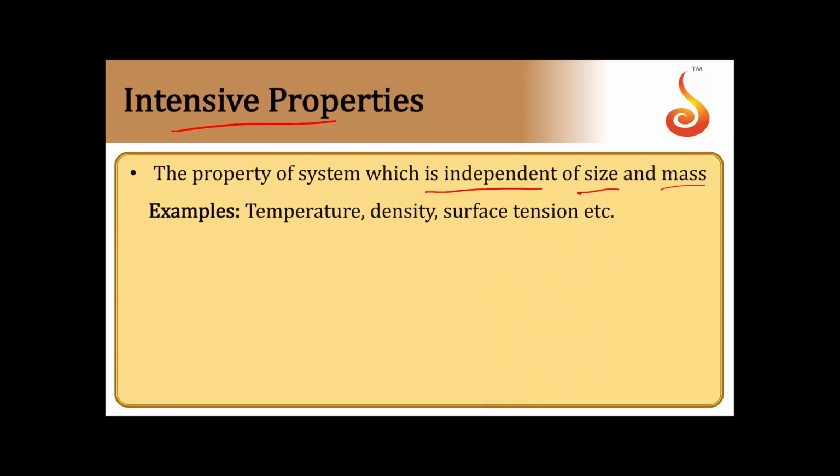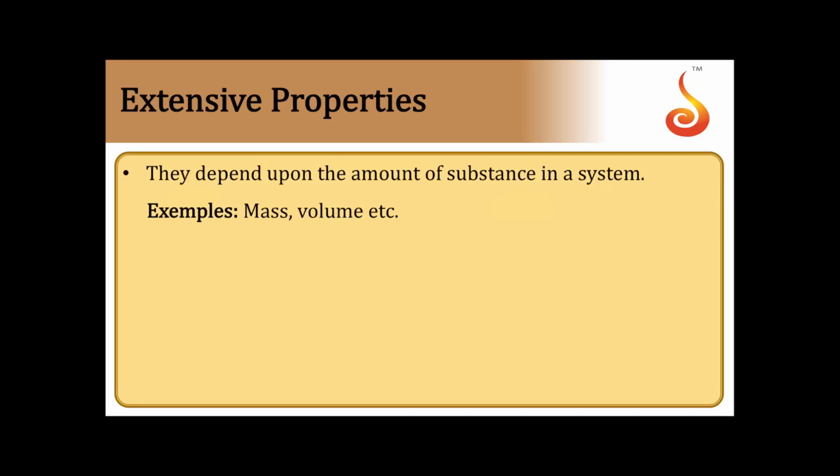Temperature, density, surface tension, etc. These are the properties which depend upon the nature of the system. An intensive property is not an additive property, which means we cannot add the densities of two different liquids to get the final density of the mixture. It depends upon nature, not upon how much amount we take.